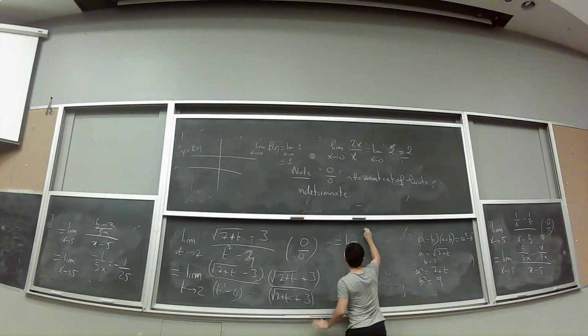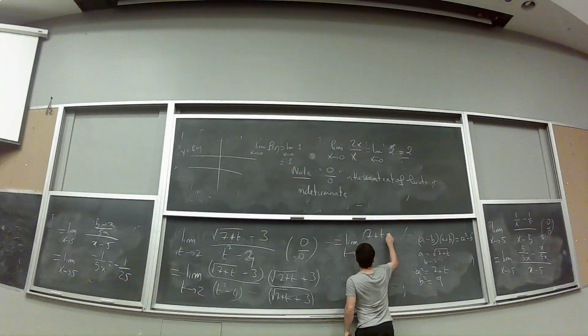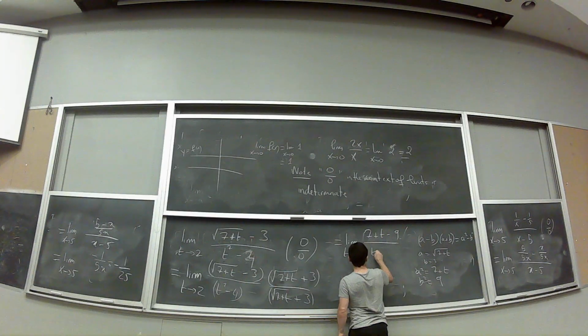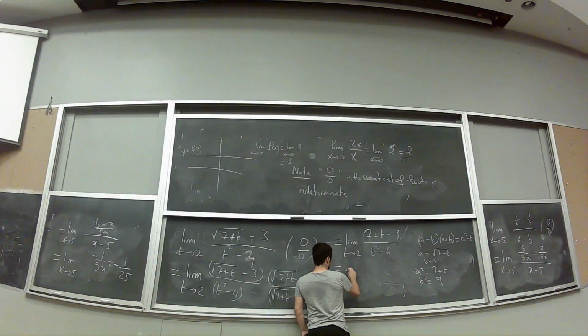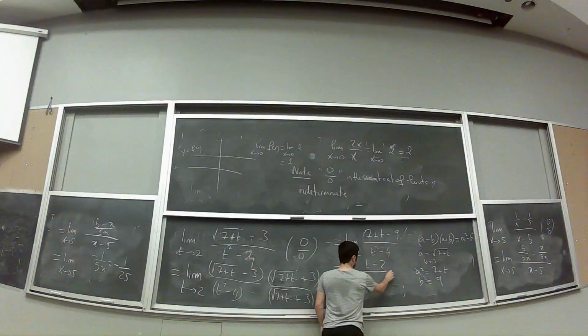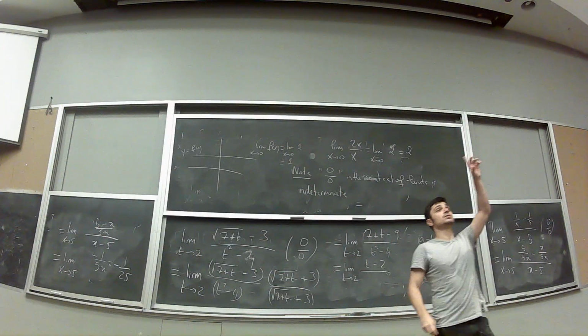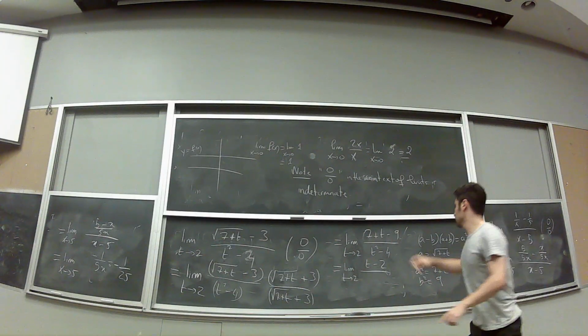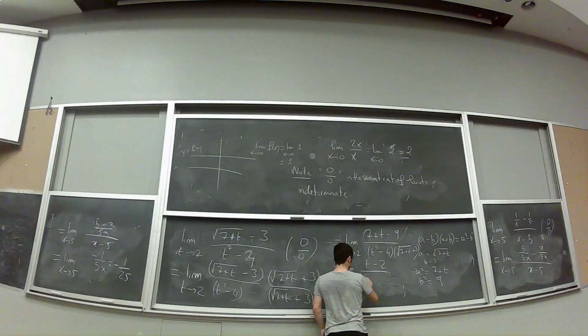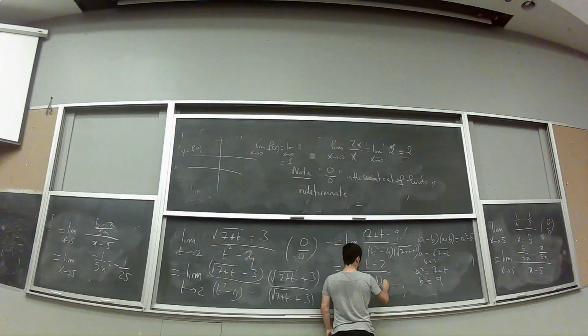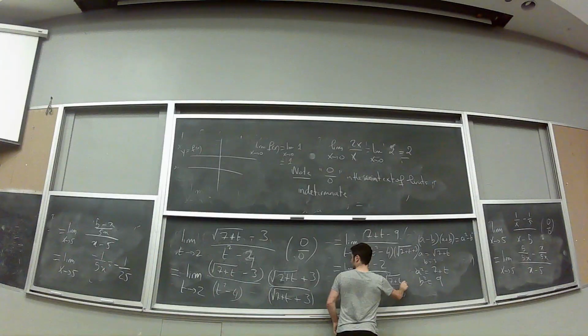The limit as t goes to 2 of 7 plus t minus 9 over t squared minus 4. Any questions? I had to multiply the bottom by the square root. Yes, I forgot that. Thank you. Great, thank you. I wrote it here.